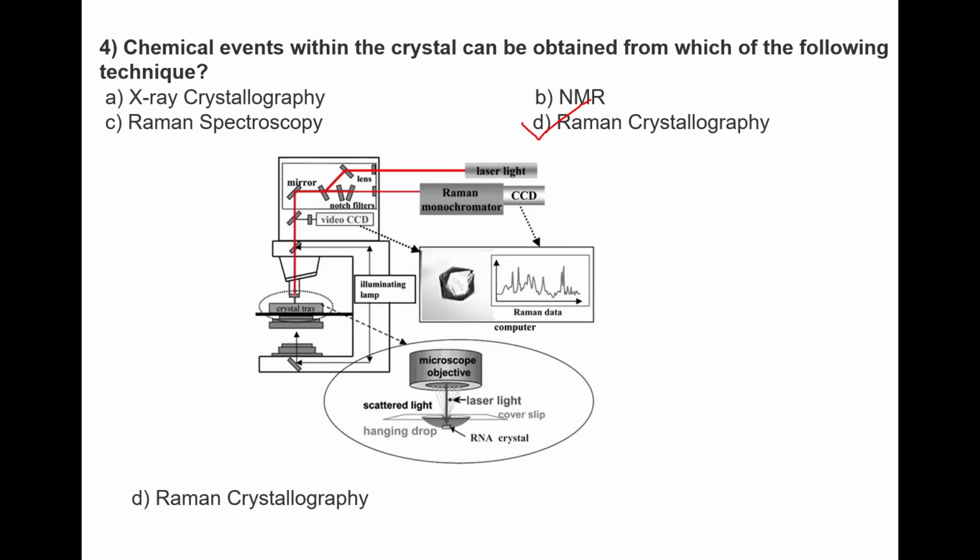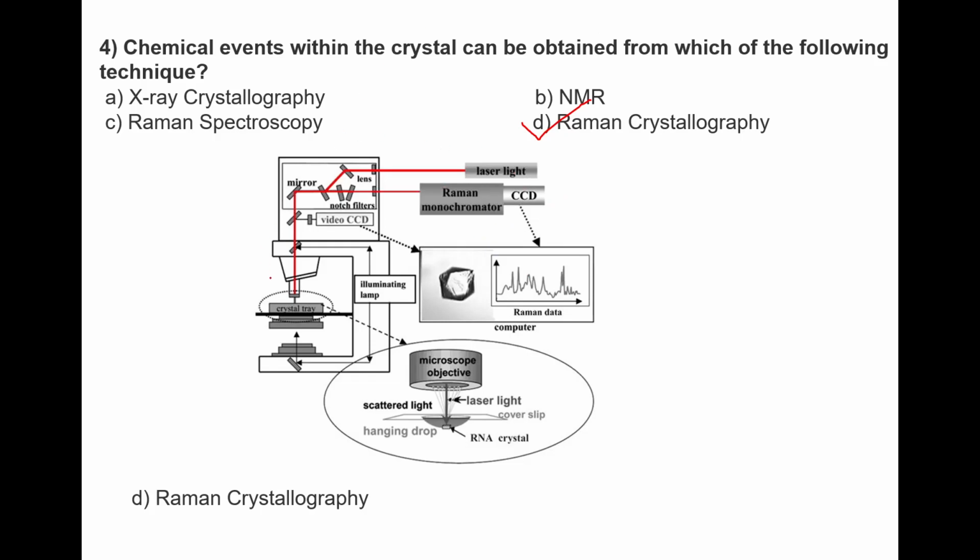So what happens here: you have a crystal tray, and an illuminating lamp with which you get the image. There is a Raman monochromator, with which a single wavelength comes and goes into the CCD camera, from where you get the Raman data, and from this microscope you can visualize your crystals. There is a laser light source which falls onto your crystal, through which you can visualize your crystal, as well as get the Raman spectra with the help of the Raman monochromator and the CCD camera.